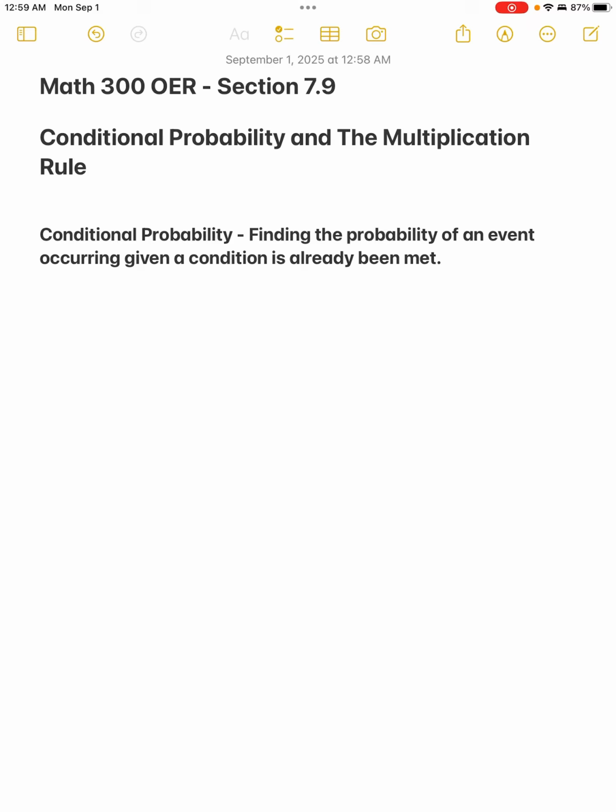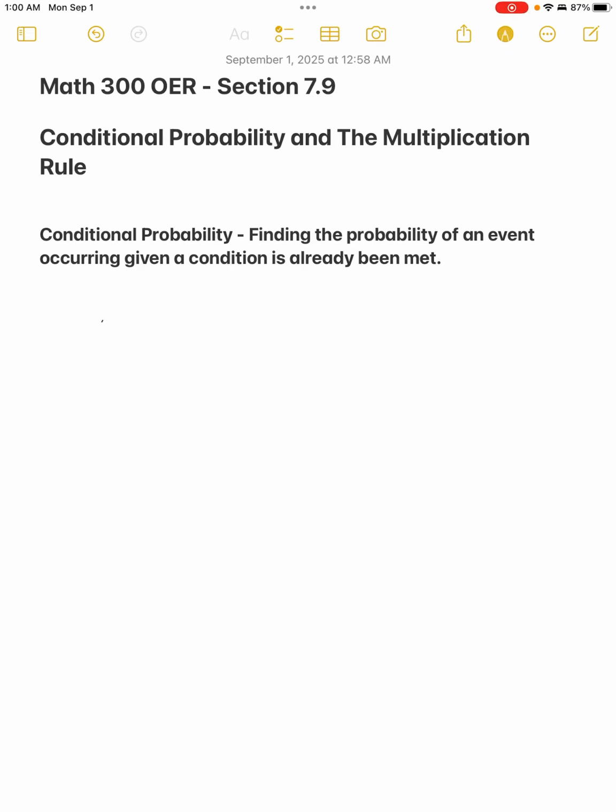So let's start out with conditional probability, and I already typed out a definition so that it'd be easy to read. And this is just my definition. The book will have a different one that may resonate with you. But conditional probability is finding the probability of an event occurring given a condition has already been met, right? Some other condition.